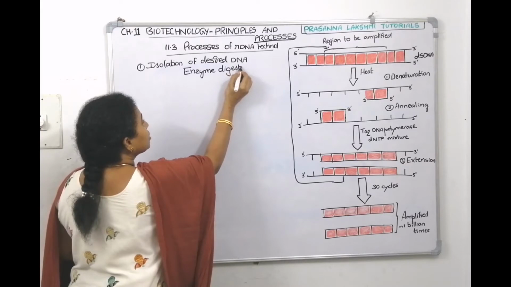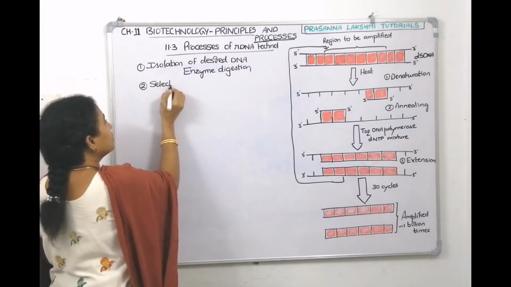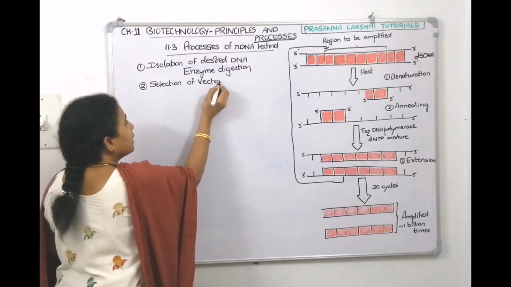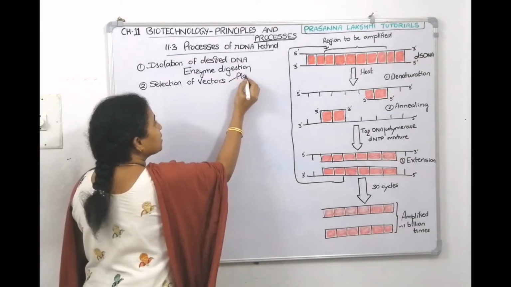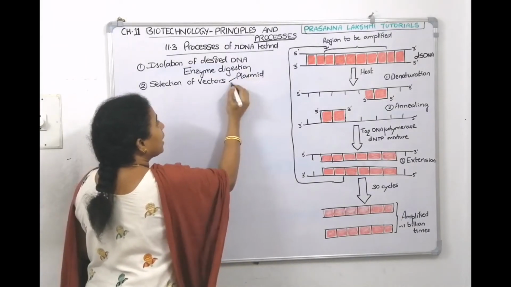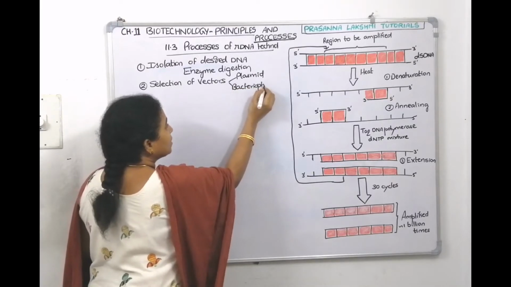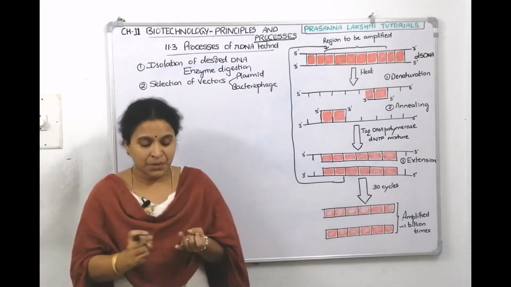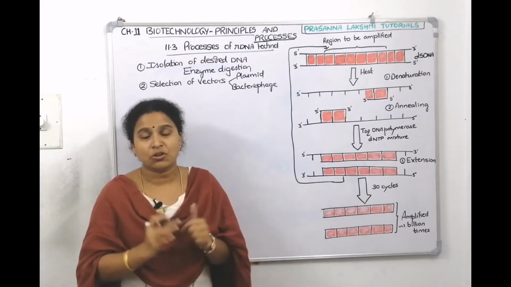After isolation of DNA, your second step will be selection of vector. Now, so many vectors are there. Are you taking plasmid as a vector, or bacteriophage as a vector in the case of bacteria? Or sometimes agrobacterium is a vector. Adenovirus and retroviruses are also vectors. That is the second step, selection of vector.